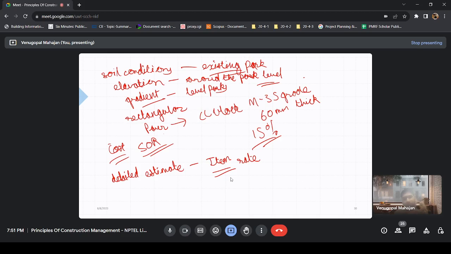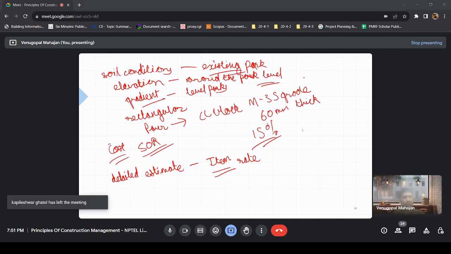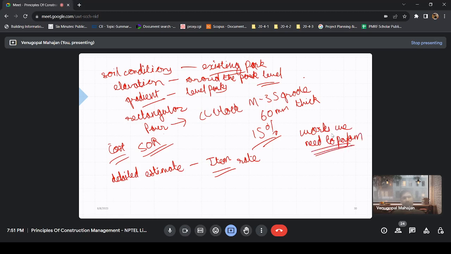So as per the SOR, whatever the rates of the particular item of work we need to perform, we need to execute. You just said whatever works we need to perform, right? Unit item rate into works quantity. So tell me what are the works that we need to perform? Only then can you multiply it.